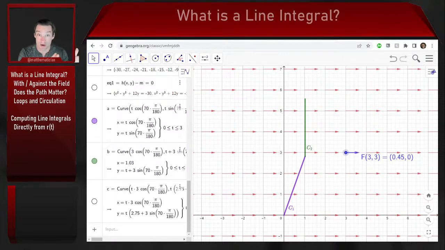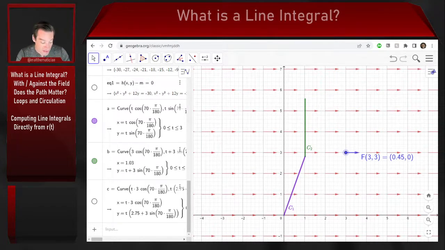It's just pushing directly across. And so the dot product of the force with the displacement, because the force and displacement are perpendicular, that dot product is just going to equal 0. So the wind has done no work on the plane or against the plane as the plane gets to its destination on that second leg of the journey.